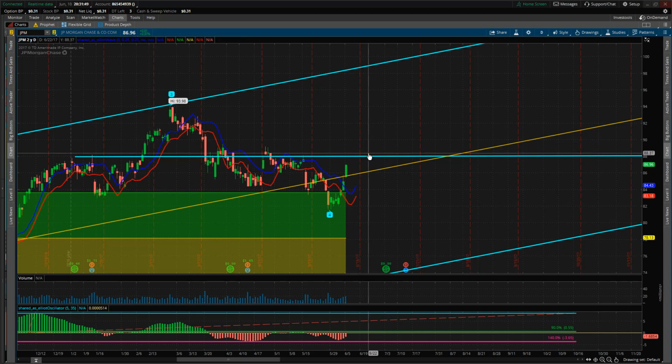So this is where we are with JPM at the moment, but to be all honest, it's got to have a lot of juice to break through this level and make that new wave 5 high. So you know, there's every possibility that's going to fail here and come back down. So let's have a look at City.